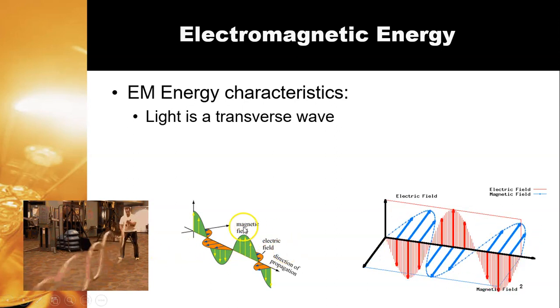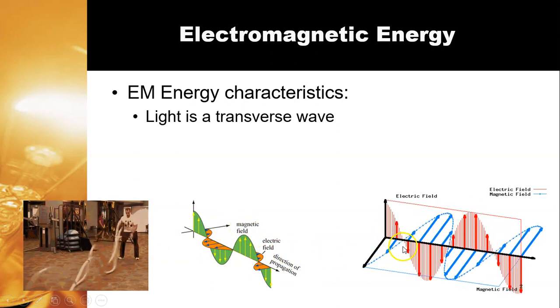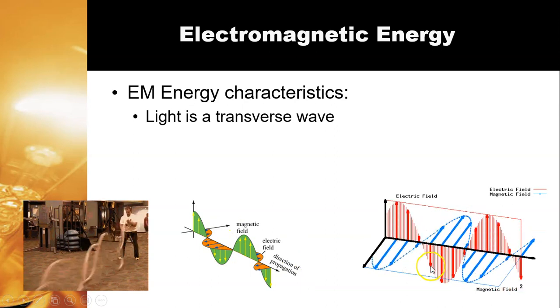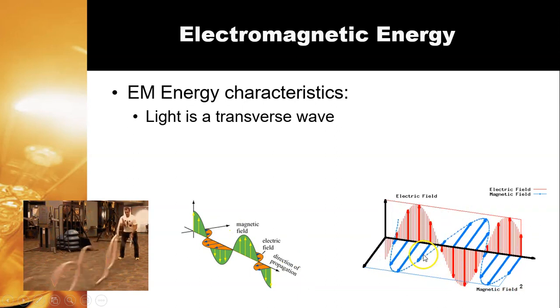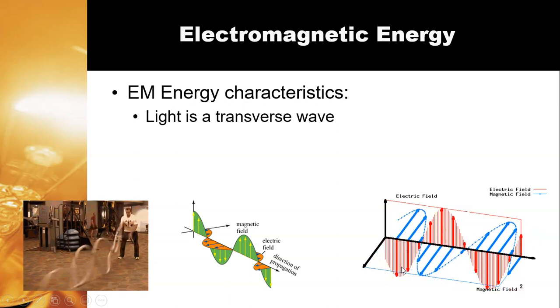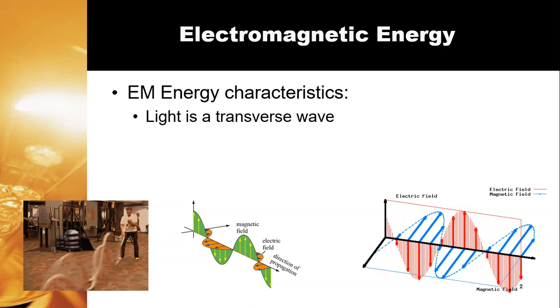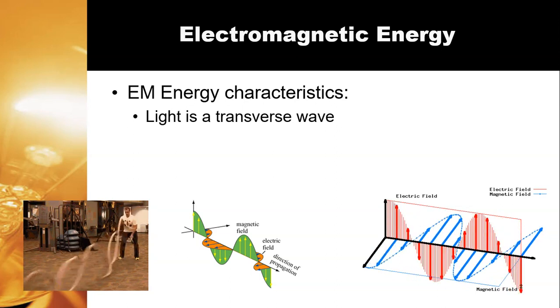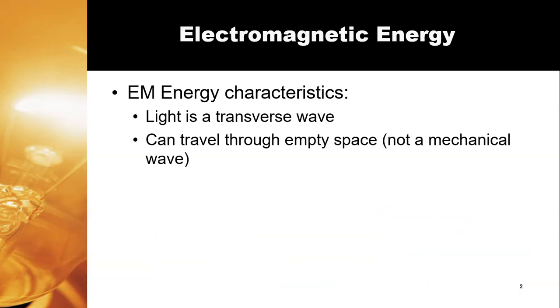I don't want to explain the complications of these diagrams. We don't have to worry about that. All I'm putting this here for is to let you know that light is indeed a wave, and it's a transverse wave. It's not a compression wave like sound is. Light is actually the only wave that can travel through empty space.